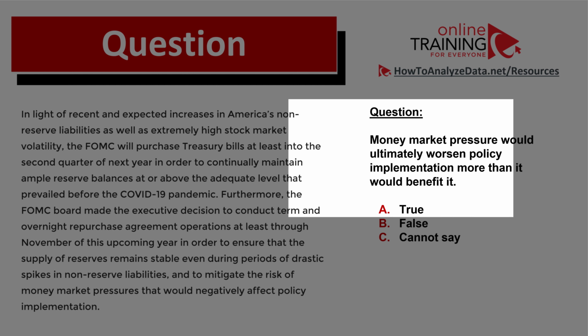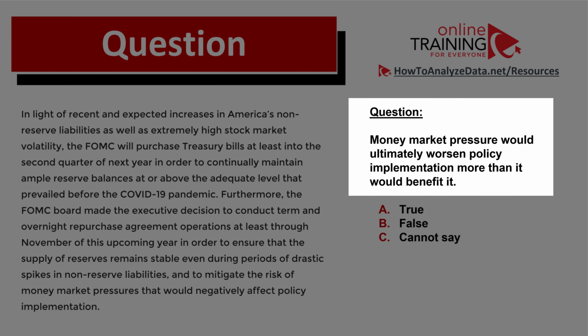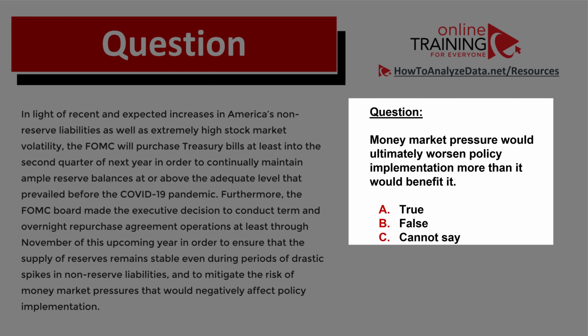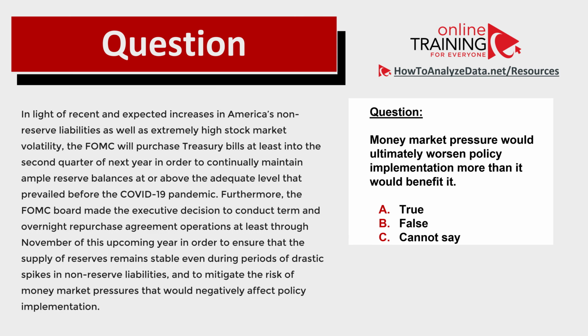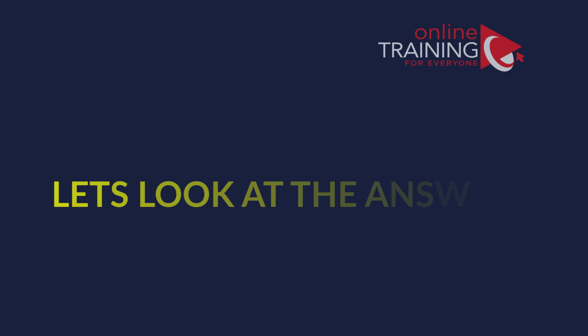And now here's the question. Money market pressure would ultimately worsen policy implementation more than it would benefit it, and you have 3 different choices. Choice A, true. Choice B, false. Or choice C, cannot say. Do you think you see the answer? Give yourself a couple seconds to scan through the passage and see if you can come up with the correct solution. Now let's go ahead and reveal the correct answer together.